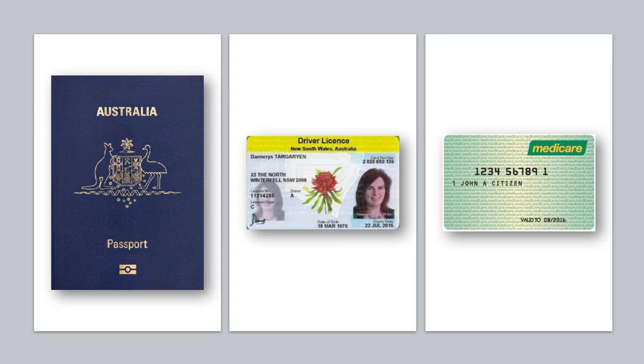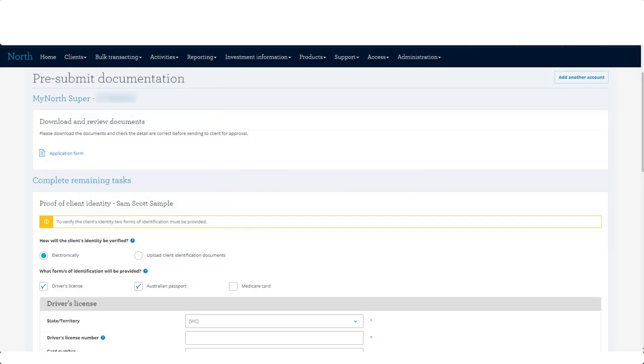There are 3 forms of client ID that can be electronically verified: Australian driver's license, Australian passport, and Medicare card. A new panel will display in the pre-submit documentation page. Using the radio buttons, you can choose whether to use electronic or manual verification for the client's identity.